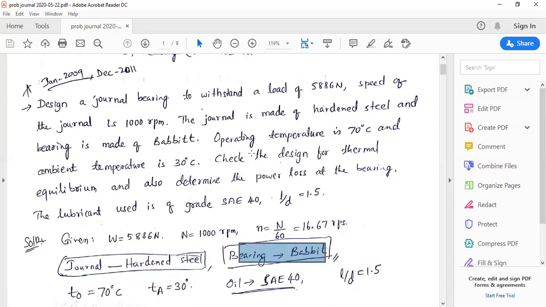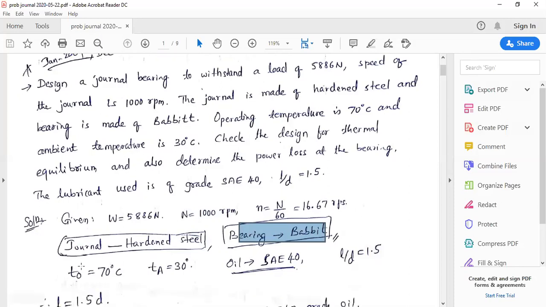The operating temperature is 70 degrees centigrade and ambient temperature is 30 degrees centigrade. That is nothing but T naught is 70 degrees centigrade and TA, that is room temperature or ambient temperature, is 30 degrees centigrade. Check the design for thermal equilibrium and determine the power loss at the bearing.